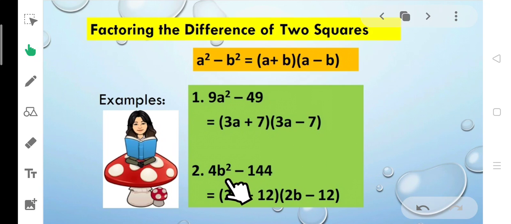Another example. 4b squared minus 144. The factors of 4b squared are 2b and 2b. While the factors of negative 144 are positive 12 and negative 12. So just follow this pattern. Another one.